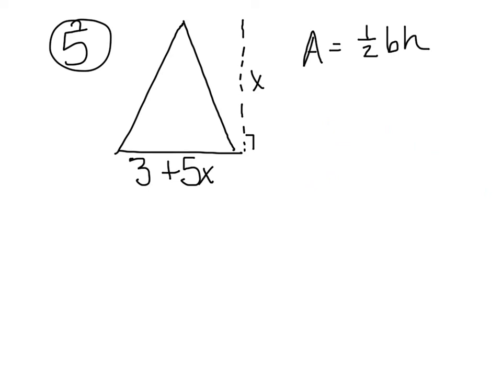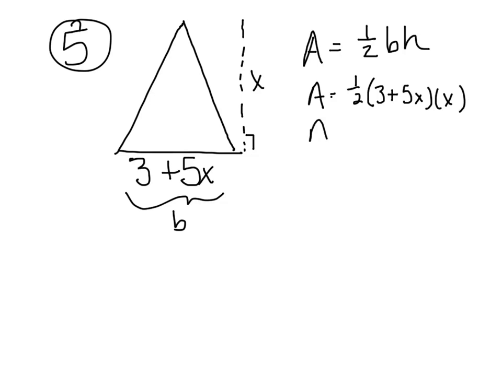So if I'm looking at my formula, A equals 1/2 base times height. We know our height's going to be x because it doesn't tell us anything about it. Our base is 3 greater than 5 times that. So 5x plus 3 or 3 plus 5x. So this is my base, and my height is x. So I just plug them in. 1/2 times the base times the height, which is x.